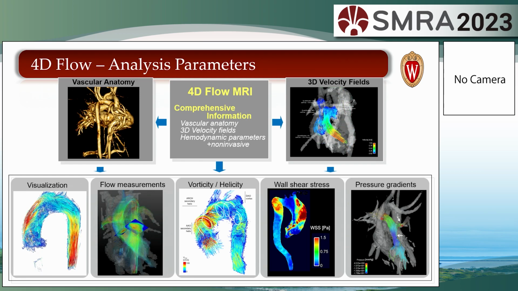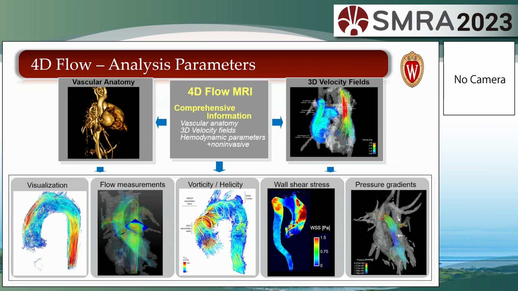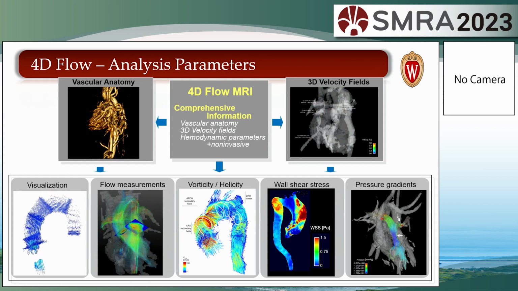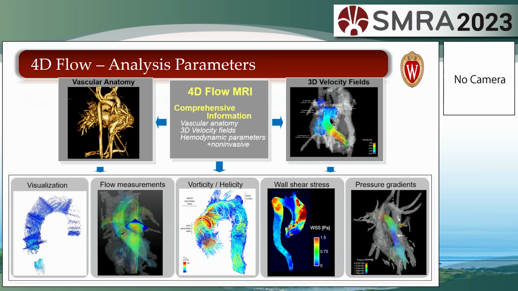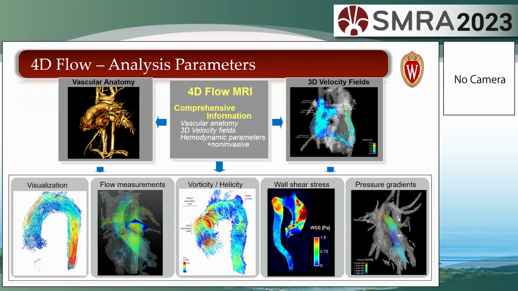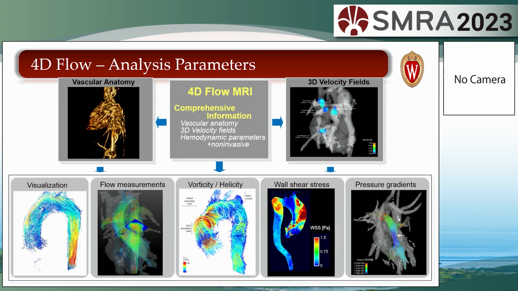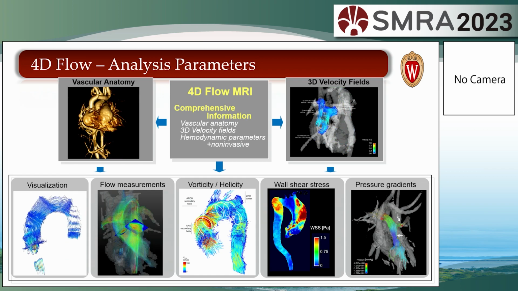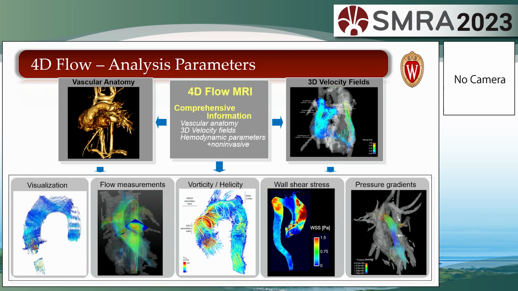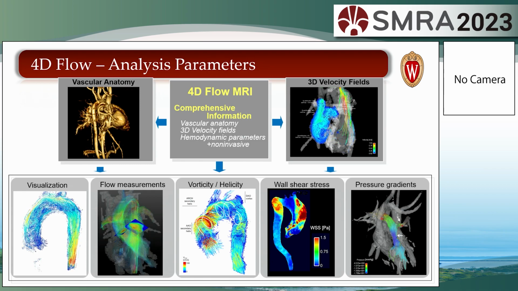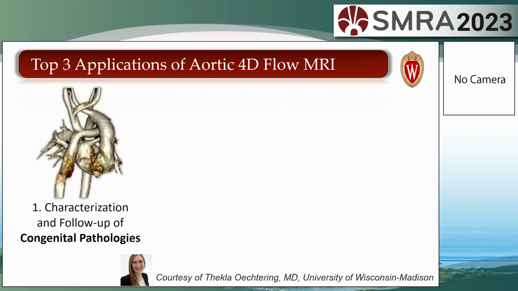4D flow imaging is very rich in the information it can provide. That is true for vascular anatomy as well as for 3D velocity fields from which secondary hemodynamic parameters can be derived. That includes simple and straightforward flow measurements, visualization of complex flow patterns, and hemodynamic parameters such as vorticity, helicity, wall shear stress, or pressure gradients. That's why 4D flow is very appealing for the assessment of various conditions of thoracic aortic pathology.